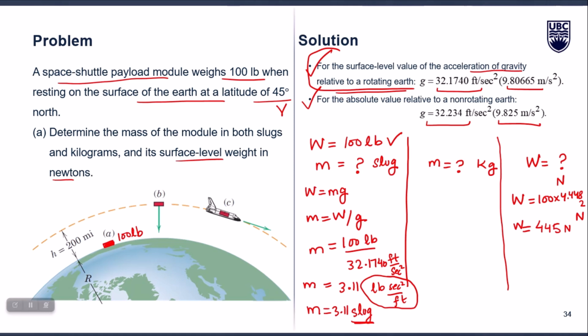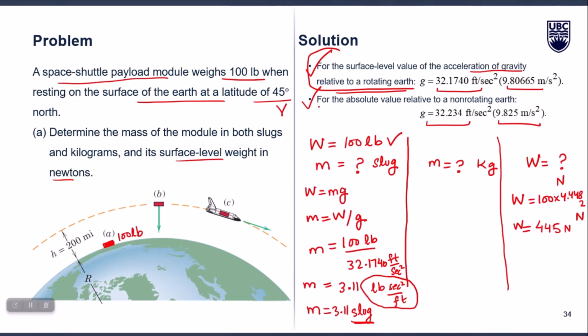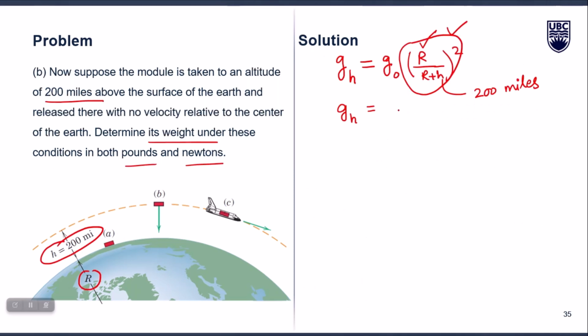So in part B, where the object is lifted to 200 miles, we should use the value of small g corresponding to a non-rotating Earth, right? It's not that we consider that Earth is not rotating. It's that the effect of rotation on that object is not there. So we should consider the second value, the absolute value relative to a non-rotating Earth, for the second part. So I will be using 32.234 feet per second squared now for the second part.